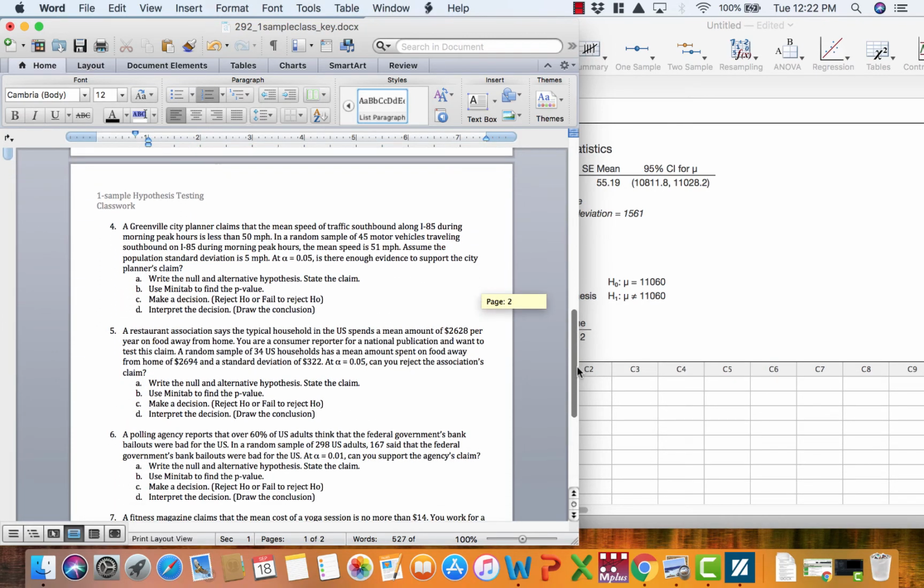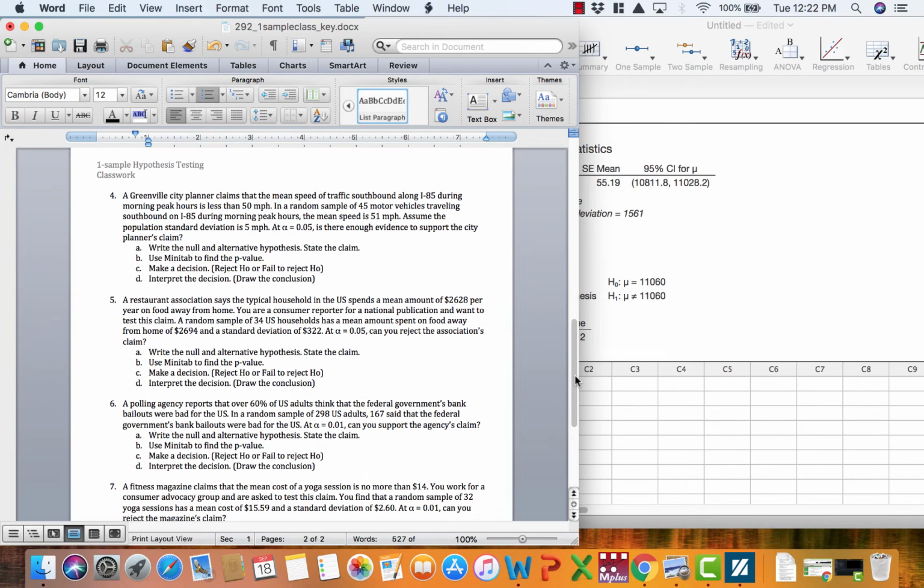Number 4. A Greenville city planner claims that the mean speed of traffic southbound along I-85 during morning peak hours is less than 50 miles per hour. In a random sample of 45 motor vehicles traveling southbound on I-85 during morning peak hours, the mean speed is 51 miles per hour. Assume the population standard deviation is 5 miles per hour. At alpha equals 5%, is there enough evidence to support the city planner's claim?